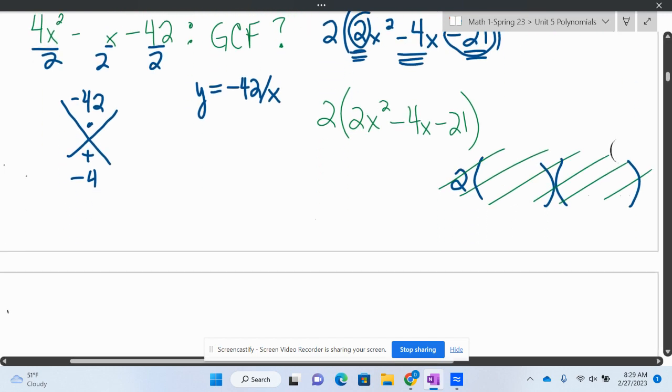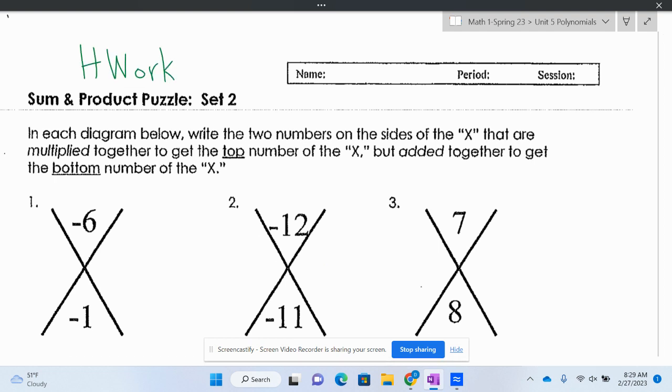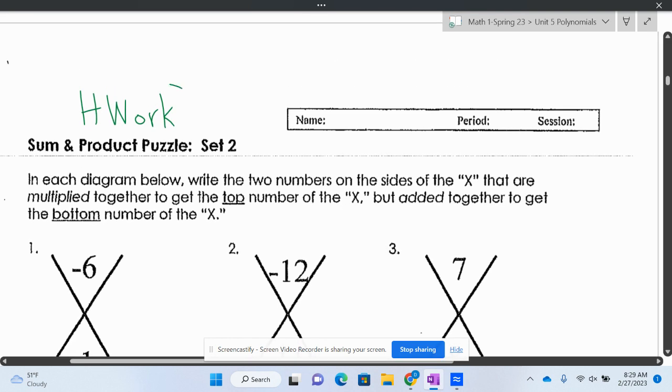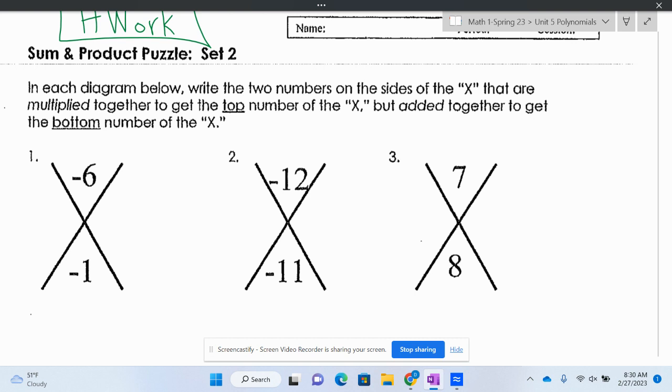I want to show you what your homework is. So first, we have this. This is homework. How long should this take us? Well, let's see. I just want to show you all you're doing. Two numbers that multiply to negative 6 that add to negative 1. Any ideas? Multiply to negative 6, add to a negative 1. 2 times negative 3. I agree.